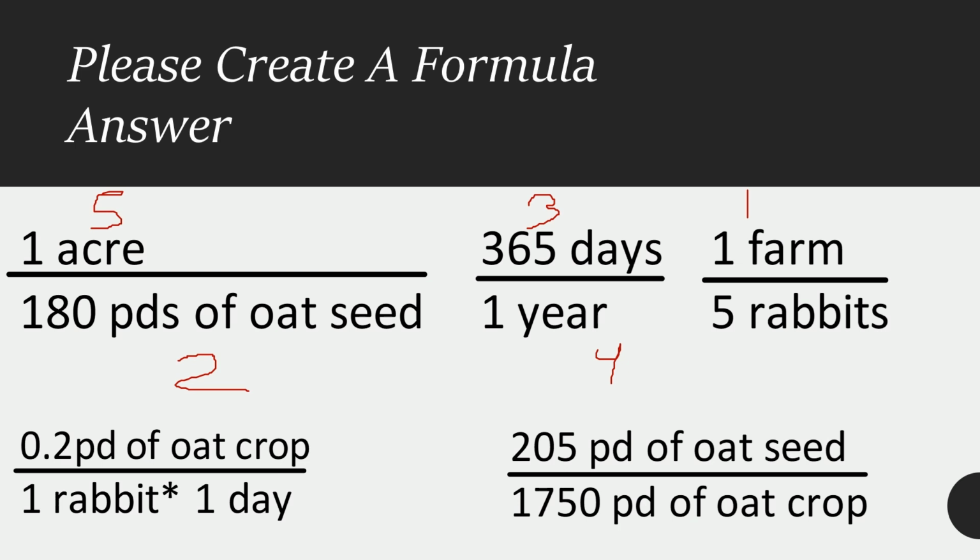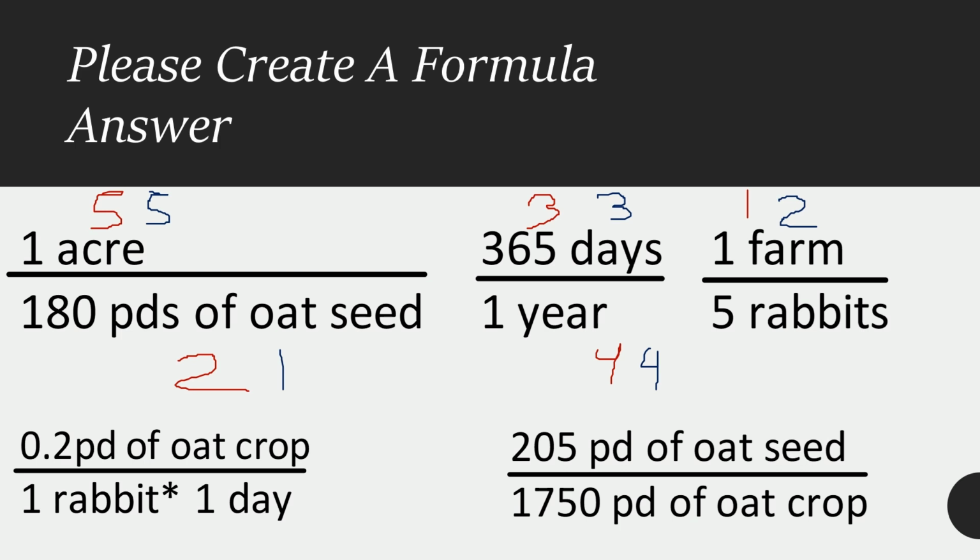You could say, you know what? I think I want to know how much food one rabbit is eating, right? And then, now that I know that, I need to know how many rabbits I have. And so that's going to tell me how much food they're eating per day. This is going to tell me how much food they're eating per year. This is going to tell me how much seed I need to plant to feed that. And then this is going to tell me how much space that's going to take up.